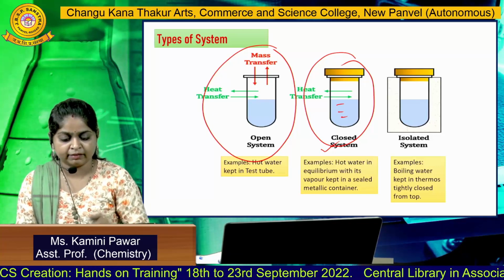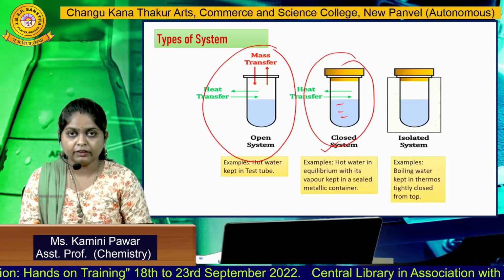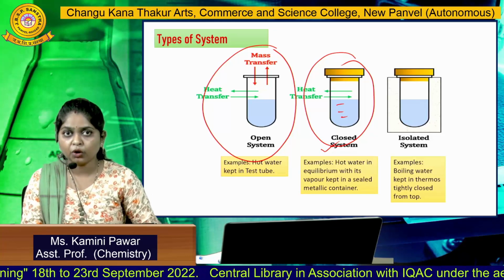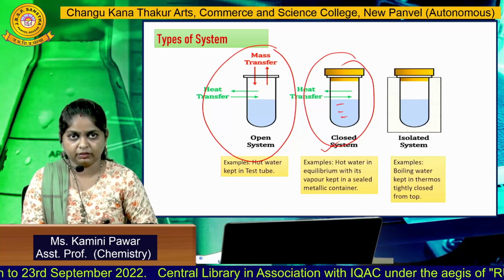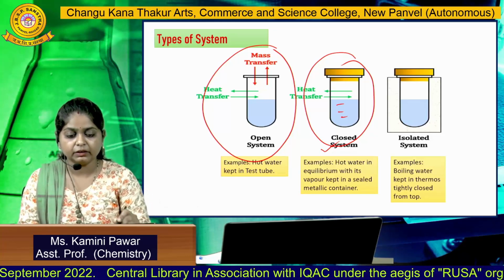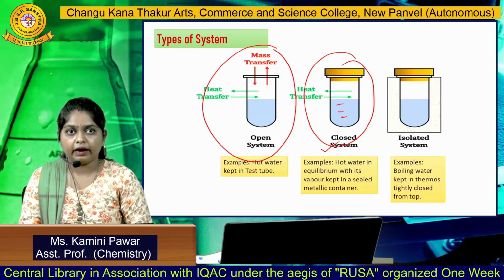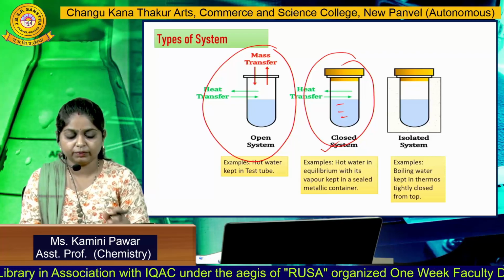Then we have lastly the isolated system. The isolated system is one in which there is neither exchange of energy nor matter. That means, students, you can see this is a thermos where we kept boiling water, and which is sealed or closed from the top.